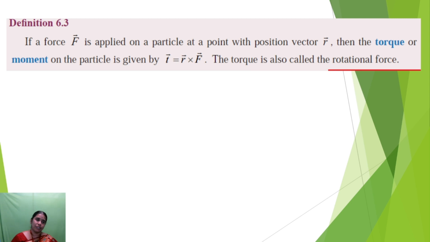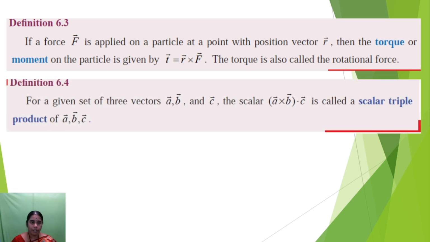Next, torque or moment. If a force F vector is applied on a particle at a point with position vector r, then the torque is given by tau equal to r cross F vector, which is otherwise called a rotational force. For a rotational force, we have to multiply the position vector and the force by cross product. Next, scalar triple product. a cross b dot c is called a scalar triple product, which involves both cross product and dot product.